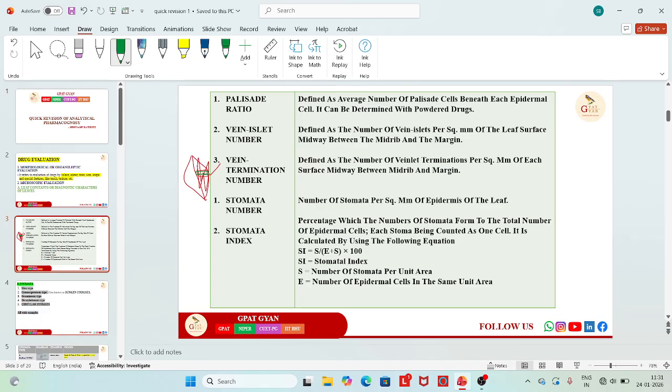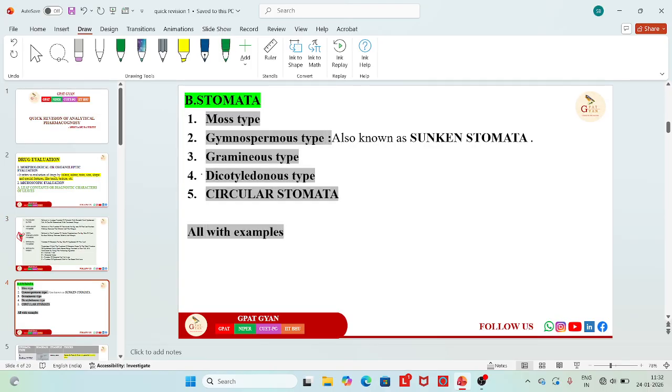Okay, next is the stomata. Stomata number is the number of stomata present per square millimeter in the epidermis of the leaf. Next comes the stomatal index. It is very important, and I have told you repeatedly that this must be covered in your semester exam practicals also. It is the percentage which the number of stomata forms to the number of epidermal cells. So the formula is: stomatal index equals number of stomata divided by number of epidermal cells plus number of stomata, into 100. This is the stomatal index.